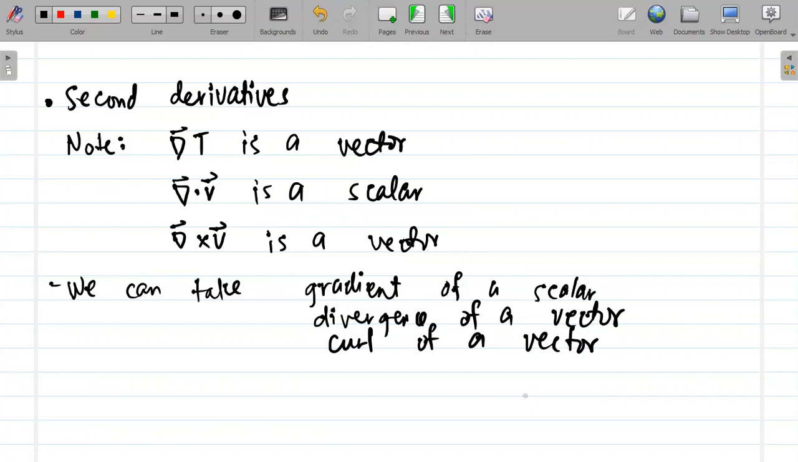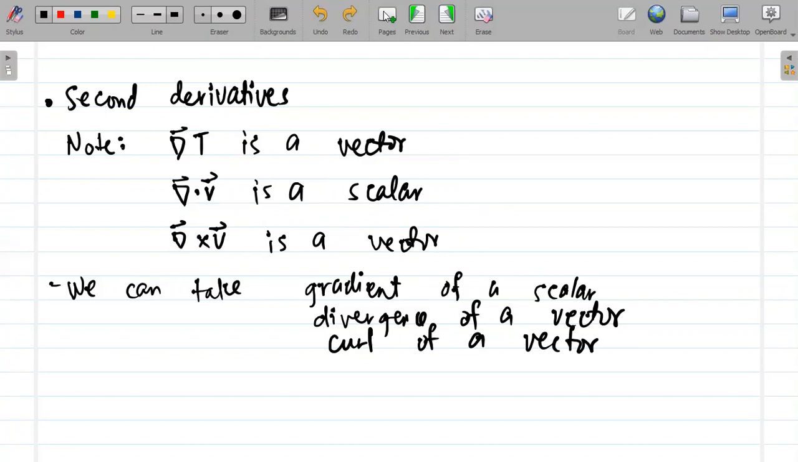Now, class, ano ang pwede nating i-take na gradient ng scalar? Nasaan ang scalar dito sa tatlong to? Di ba ito? So we can take the gradient of del dot v. Tapos we can take the divergence of a vector, which are these two. So we can take del dot del t or del dot del cross v. We can also take the curl of the vector, which is itong dalawa ulit. So meron tayong del cross del t or del cross v. So yun yung ating mga second derivatives.